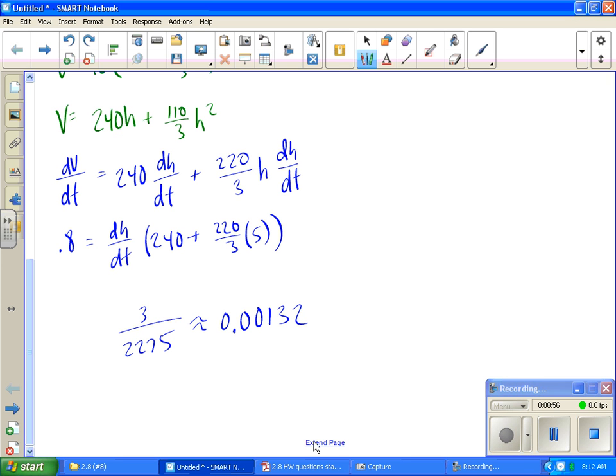What would our label be if it's dh dt? What's h in? Feet. And our t is in minutes, so feet per minute. A lot of times that gets you a point there. That's why I'm stressing the labels.